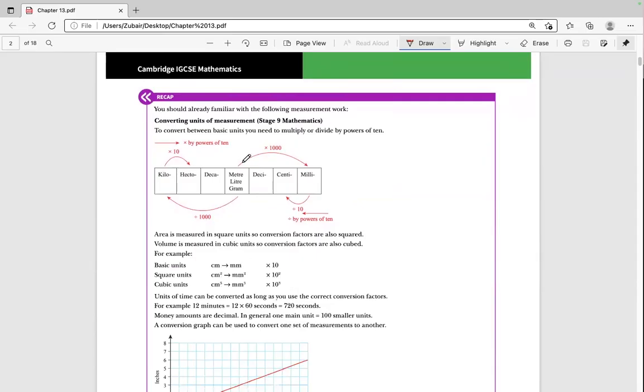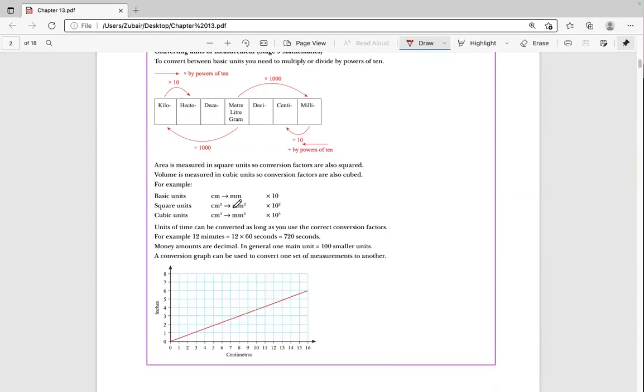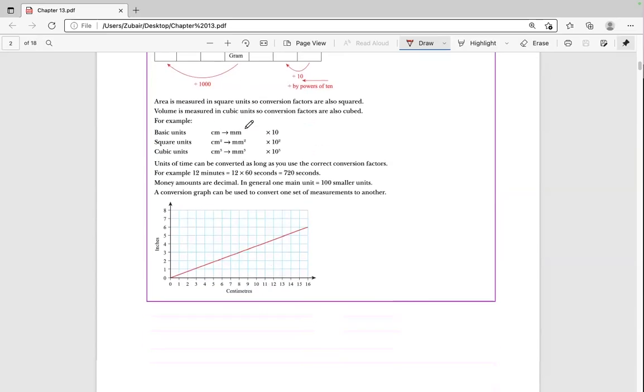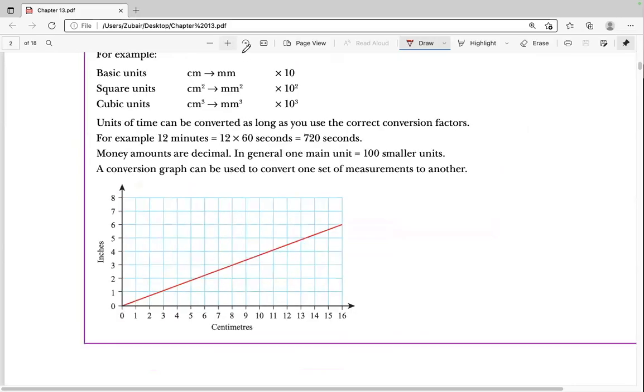So simple conversions, kilo to hecto is times 10. And then deca, liter, gram, deci, centi, and milli. Basically, wherever you see K, that means three zeros. Wherever you see milli, that is divided by 1,000, centi is 100, deci is 10. So centimeter to millimeter, do you know these? Centimeter to millimeter is times 10.